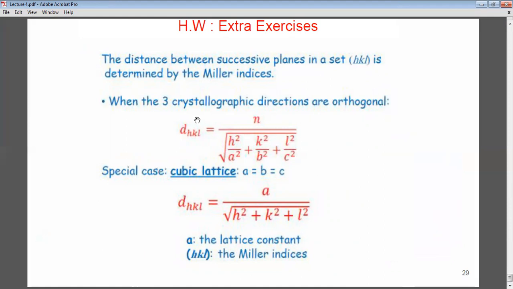This is the formula if the three crystallographic directions are orthogonal. If the planes are successive, it means this n is 1. In the case of the simple cubic, when a equals b equals c, we get this distance to be a over the square root of h squared plus k squared plus l squared. I want you to work on this on your own, to derive it, and do the research to make sure you get this distance to be a over the square root of h squared plus k squared plus l squared.